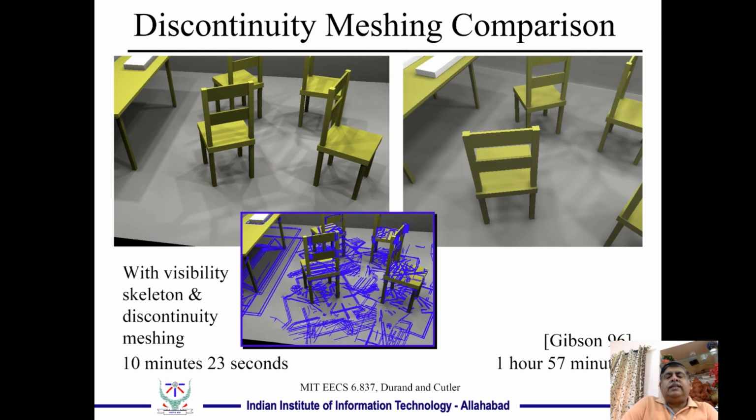Gibson in 96 had done such a computation, and it took 1 hour 57 minutes. This work has been further improved with visibility skeleton and discontinuity meshing, and now this computation takes about 10 minutes 23 seconds. Of course, it is an extreme improvement from the work of Gibson, but still it is not real time, and such a high amount of computation cannot be used in gaming graphics.